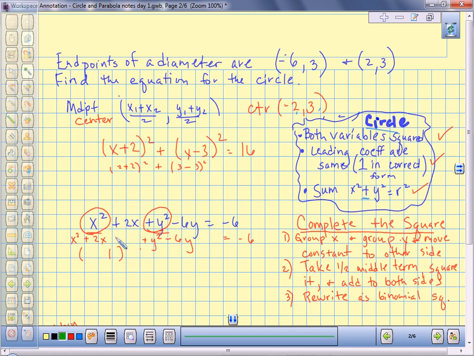I cannot introduce a new number to an equation without adding it to both sides. Okay? What is half of negative 6? Negative 3. I square that. What do I get? 9. So whatever I add to one side of the equation, I introduced a new number, I must also do to the other.